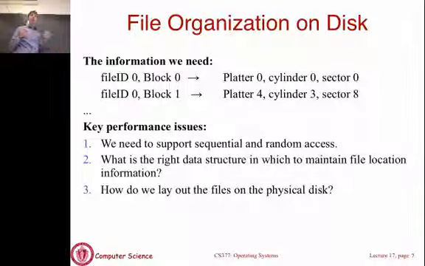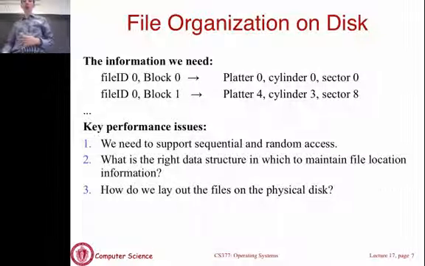So the big performance issues here are, what are we? We need to be able to support both sequential and random access. Remember from last class we talked about those as essentially the two main access patterns. Sequential access is where you start reading the file and just read it straight through. That's sequential I/O. Random or direct I/O is where you're potentially jumping around either within a file or between multiple files. We want to be able to do that efficiently, so we need to consider how to store all this information as well as how to actually lay out the files on the disk.